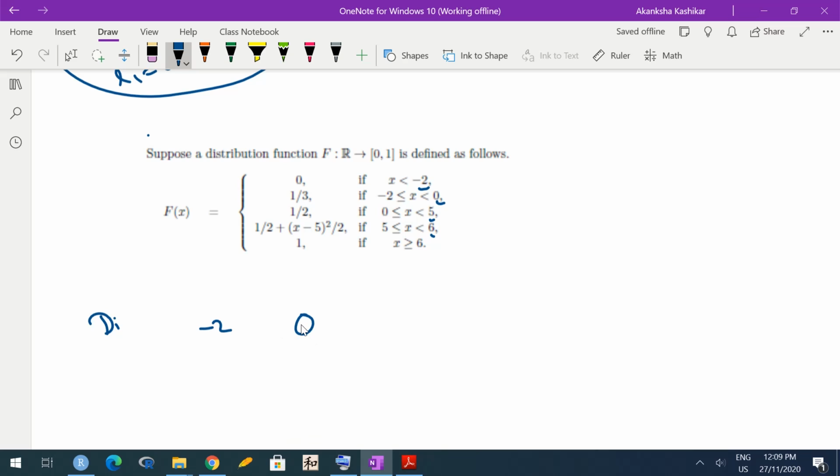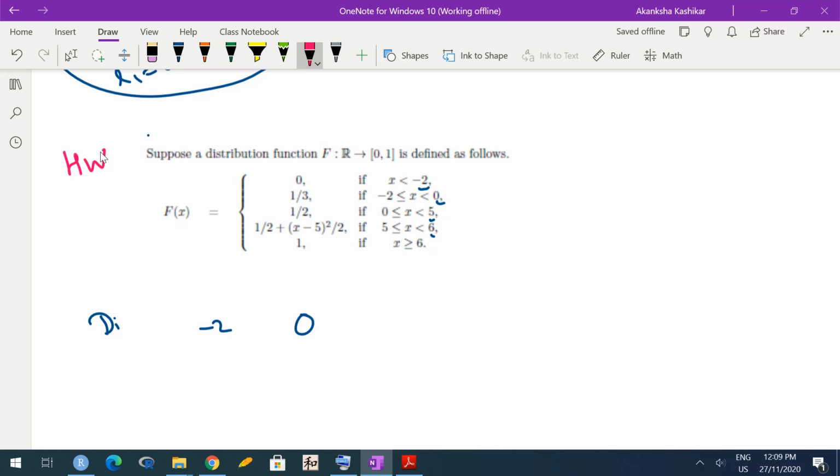So you see what is the mass at these points. Find L1, L2 and express this F as a linear combination of two distribution functions. One is discrete, having support possibly at -2 and 0, and one is continuous, having support possibly in the range 5 to 6. Okay, so try to do this. Try to compute the CDFs F1 and F2 and the mixing proportions L1 and L2. This is your homework.